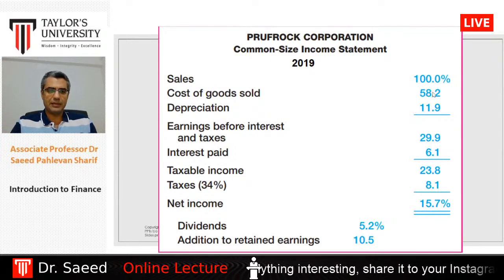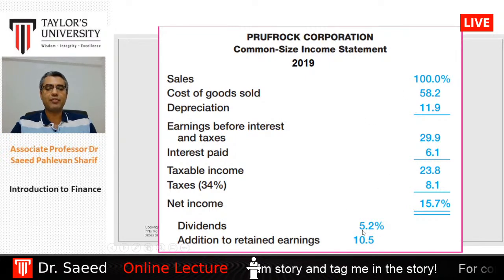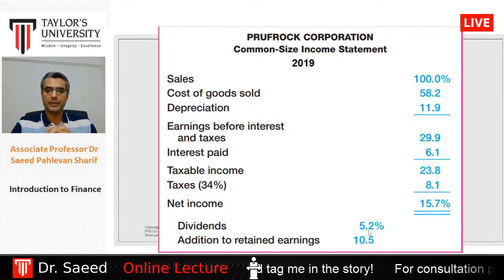What else can you see here? Another example, the interest paid: for $1 in sales, you have to pay 6 cents interest, right? Or for every dollar in sales, you have to pay 8 cents taxes. Another example: for $1 in sales, this company is paying out 5.2 cents dividend, right? So this is the way we can compare similar companies, right?